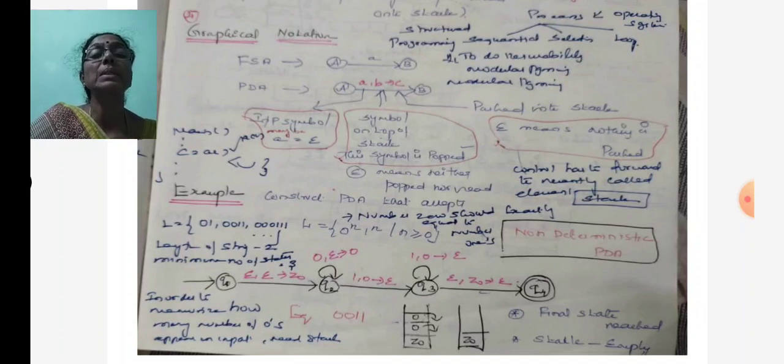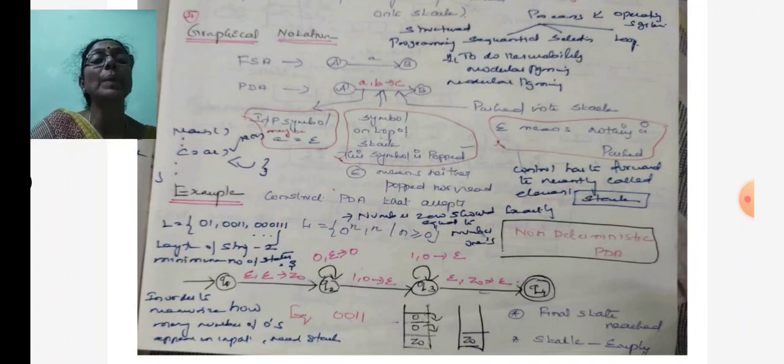If I start with q naught, in any pushdown automata, first we have to push the stack start symbol z naught onto the stack, and finally we have to pop that z naught. So the transition is epsilon comma epsilon tends to z naught. Here no input symbol is read and nothing is popped, but we push z naught onto the stack from state q0 to q1.